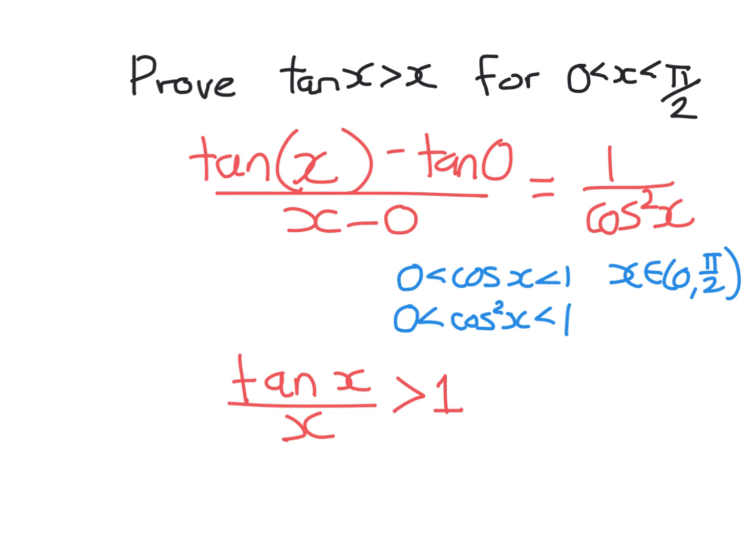So then I can simply multiply each side by x. I don't need to worry about reversing the inequality because x is positive. So I get tan x is greater than x, and I've proved what I meant to.